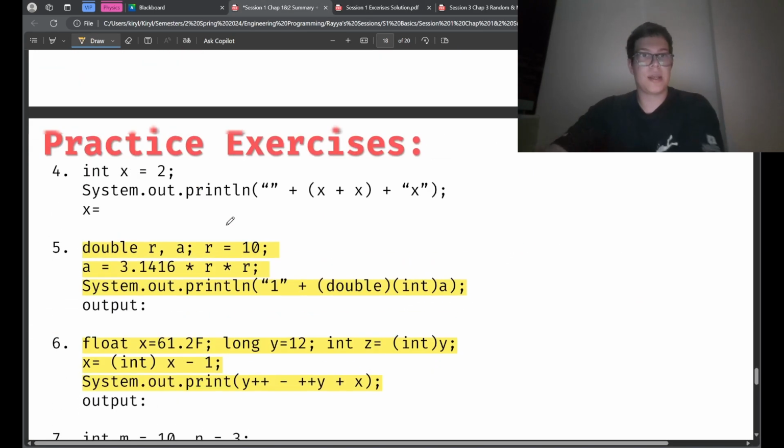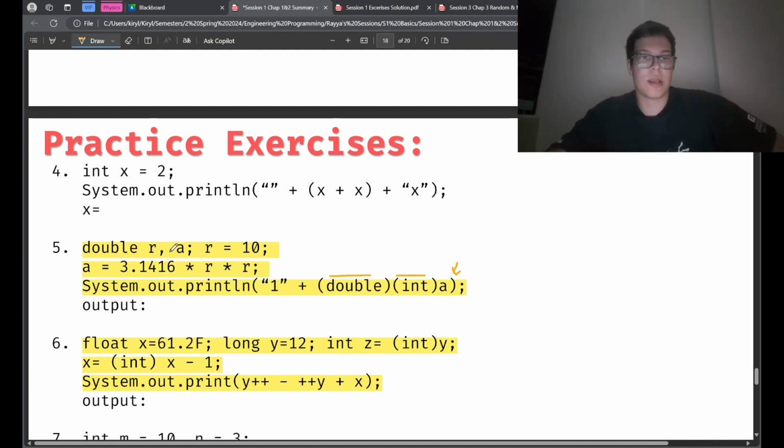So let's go down. Now we have this problem, double R. Again, here we have a declaration, then we have an initialization, we have some type of multiplication, and then we have casting again. So casting is always kind of forced: you're changing the data type of this variable, right? So we changed it first to an integer, then we changed it to a double.